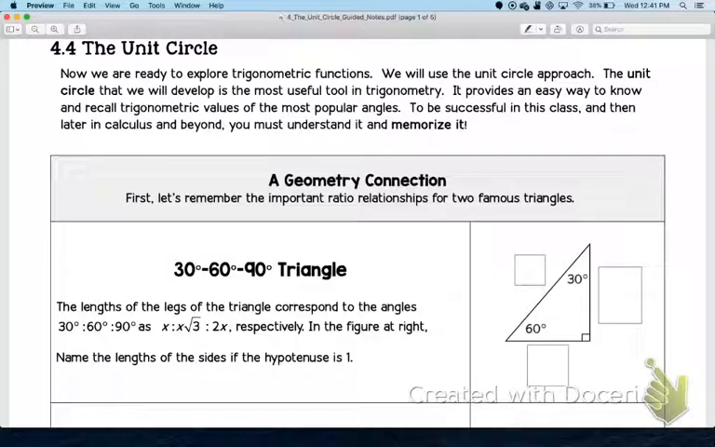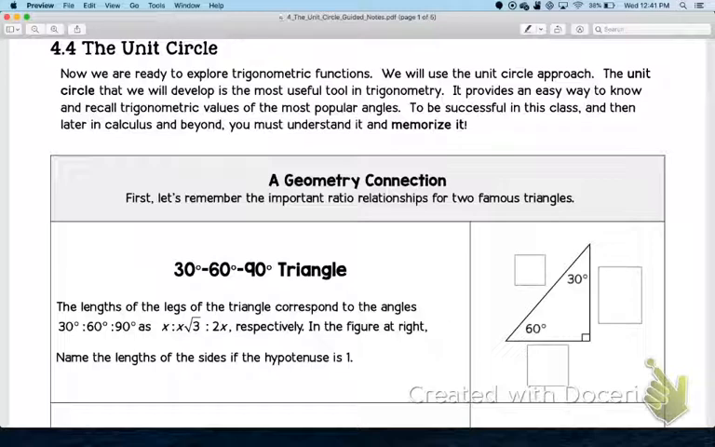In order to have your unit circle down, you need to first remember your relationships with our special right triangles. You need to get these facts ingrained in your head on the 30, 60, 90 triangle and the 45, 45, 90. So let's first go ahead and focus on the 30, 60, 90 triangle.